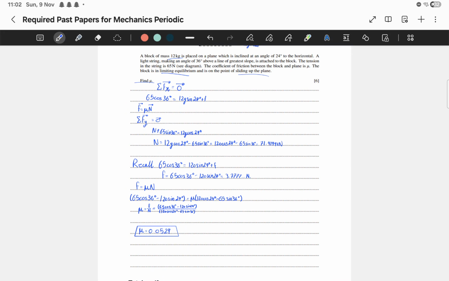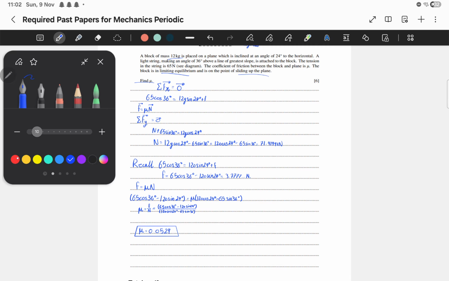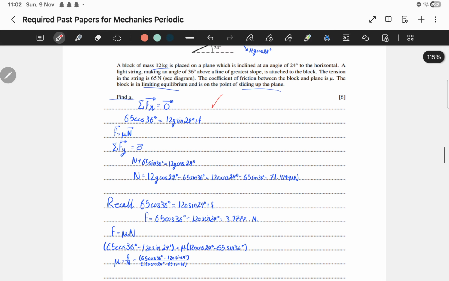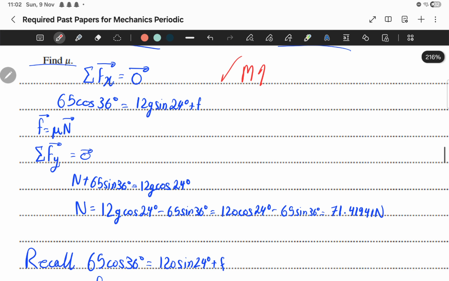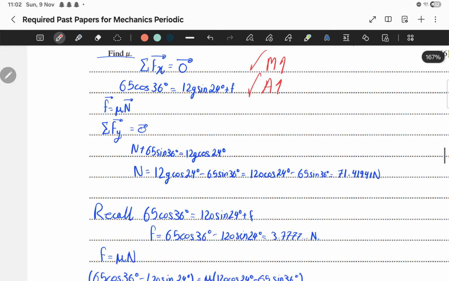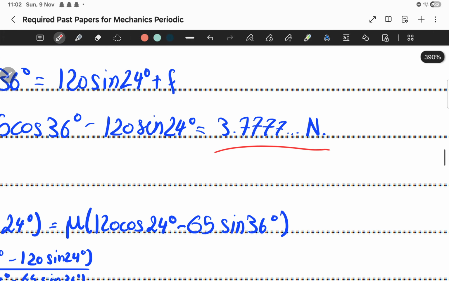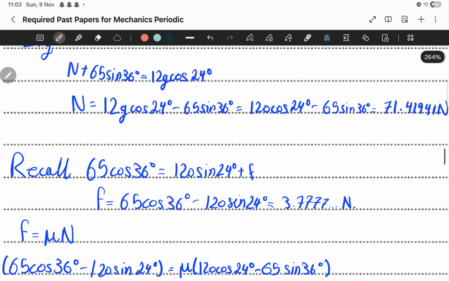So, attempt at resolving parallel to the plane. So let's mark. Attempt at resolving parallel to the plane. We resolved sigma of x. Yes, we got this. This is M1. The equation is 65 cosine 36 equals 120 sine 24 plus F, A1. If you write F equals 3.777707, which is technically this, it's not this because I didn't expand it fully, but anyway, basically it's the right answer. It's close enough. It doesn't affect the calculation.